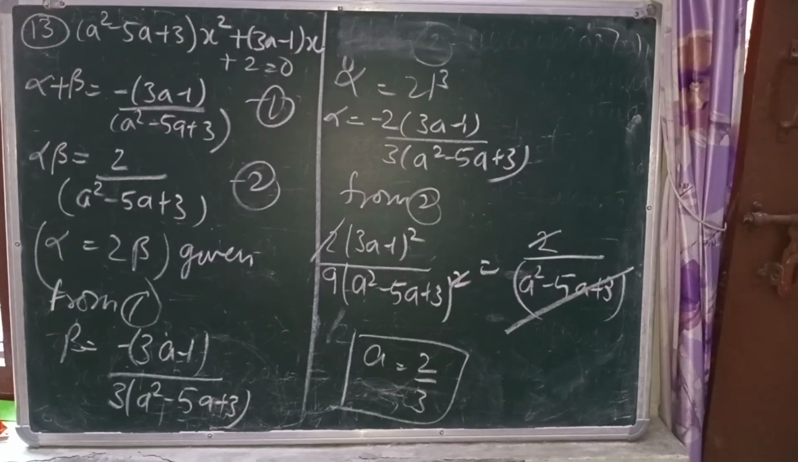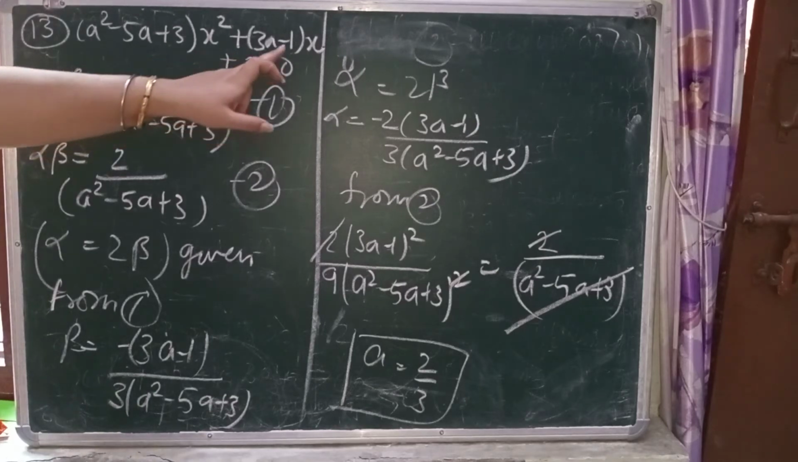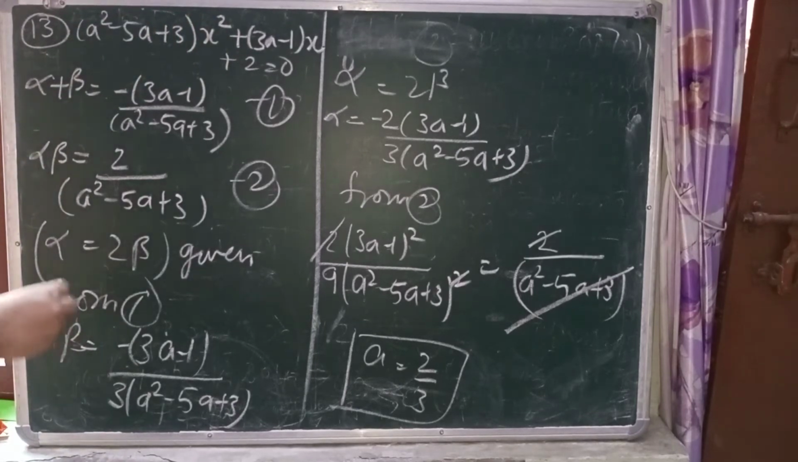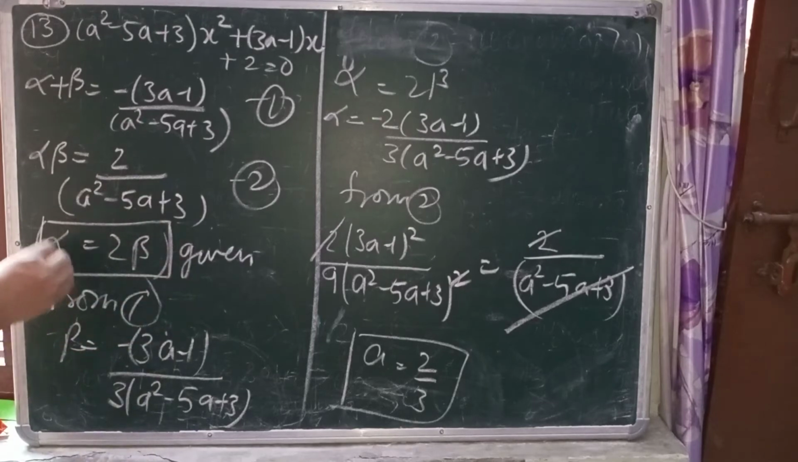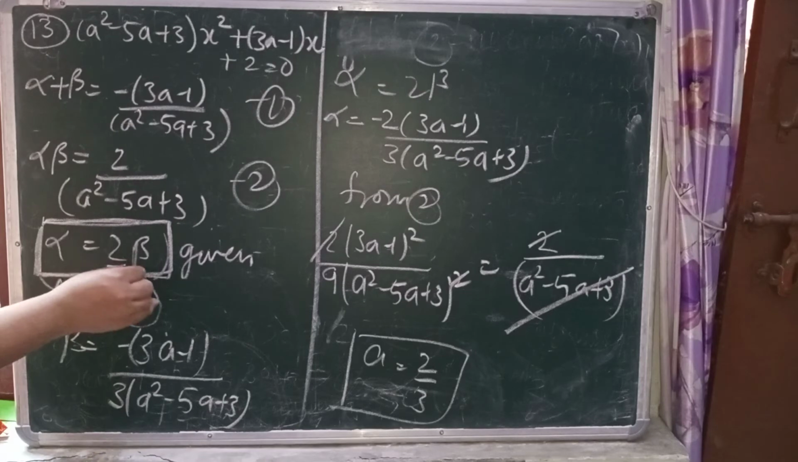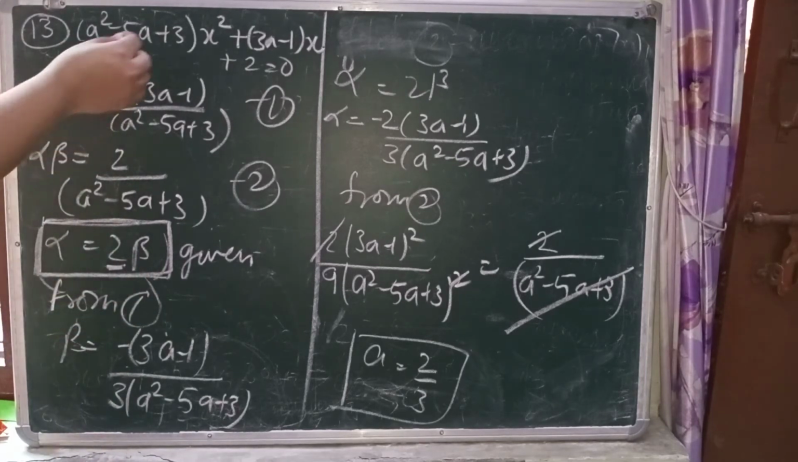Here I am telling question number 13. In question number 13, a quadratic equation is given. They are saying find the value of a for which one root of the quadratic equation is twice as large as the other root. That means they have given us the condition that one root of the given quadratic equation is twice the other root. We have taken alpha and beta as the two roots of the given quadratic equation.